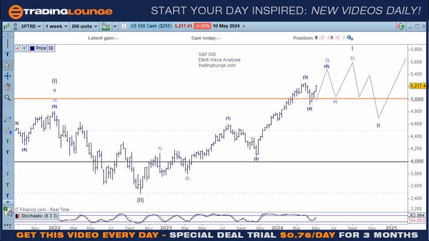We may have a look at the banking sector as well, and we're going to have a look at the S&P and the Nasdaq in a bit of detail, and look at some optional wave counts.